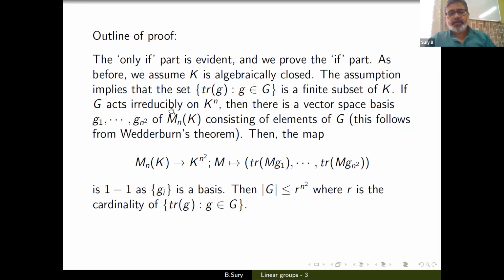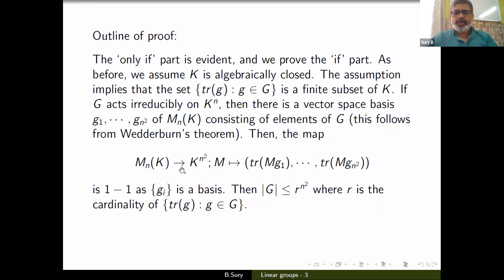The fact is, if G is acting irreducibly on K power n, K an algebraically closed field, then a basis of M n K has n square elements coming from G, full n square. So in other words, G itself gives a basis. You don't need to have a basis of M n K coming from elsewhere. G is contained in M n K, of course, but why should only elements of G give a basis? So this is only for the irreducible action, which I am assuming.